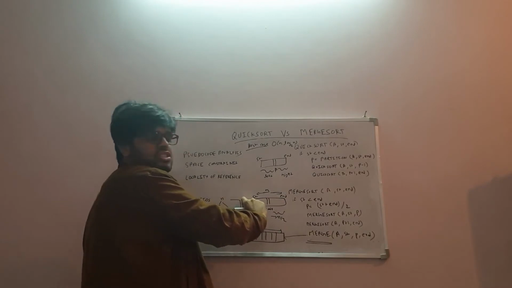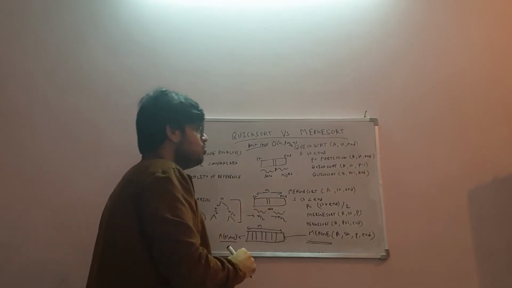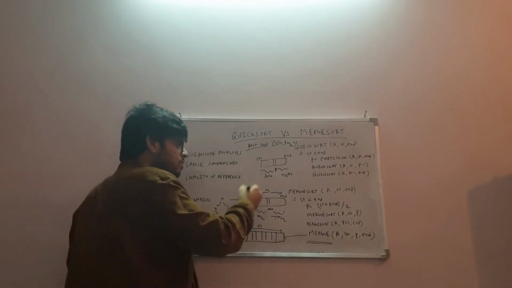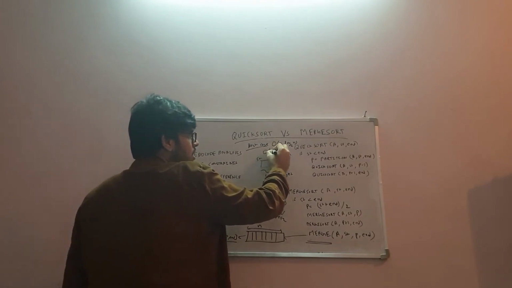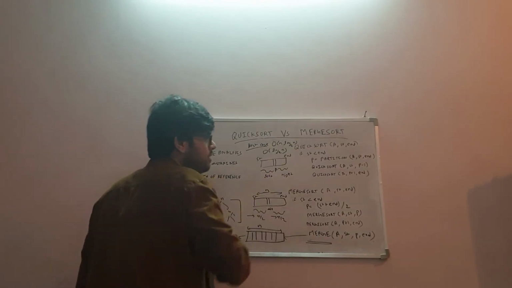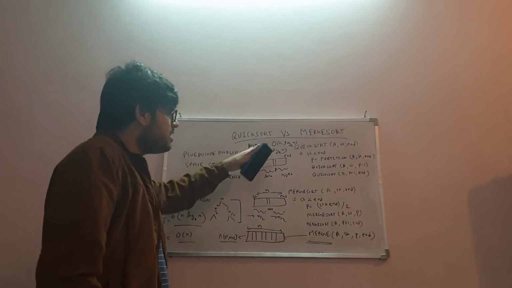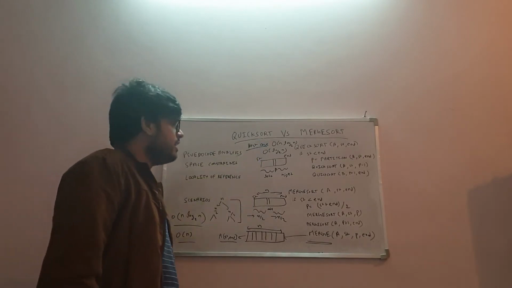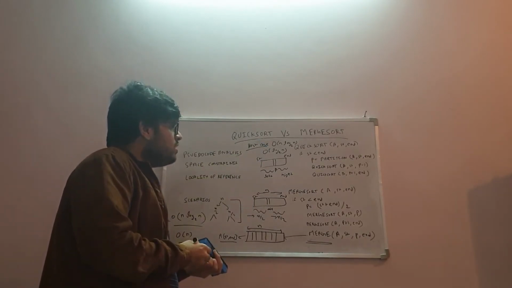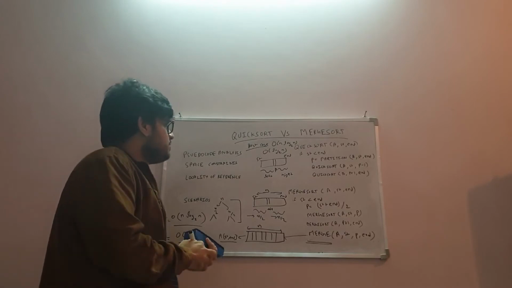The depth of the recursion stack, right? So what will that be? That will be log n to the base 2, right? So this is the best case performance of Quicksort, right? Now let's see what would be the worst case performance of Quicksort.